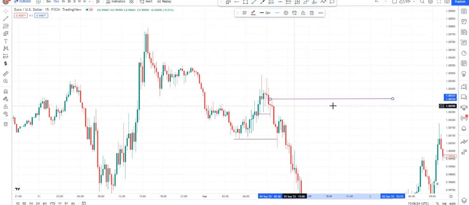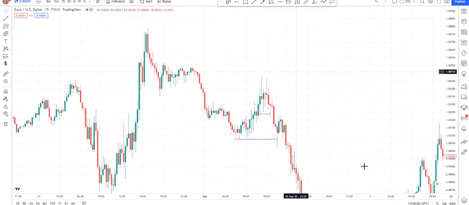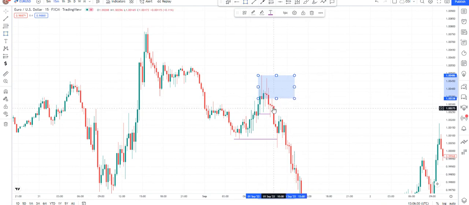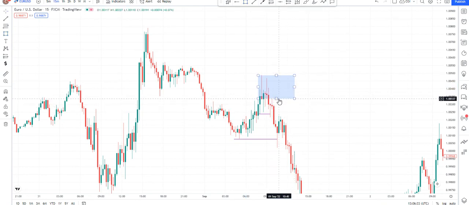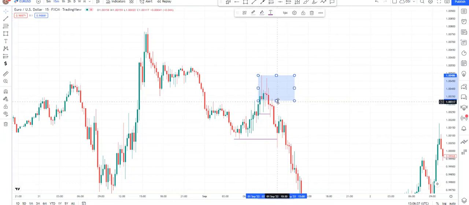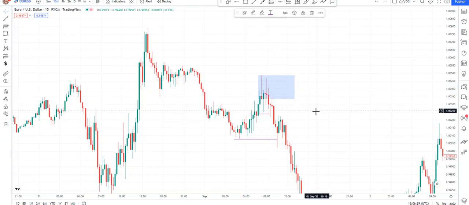So what we'll be looking for entries is between this top to that primary inducement point. Once price goes above that point, it has induced liquidity. So this is primary inducement in this case.